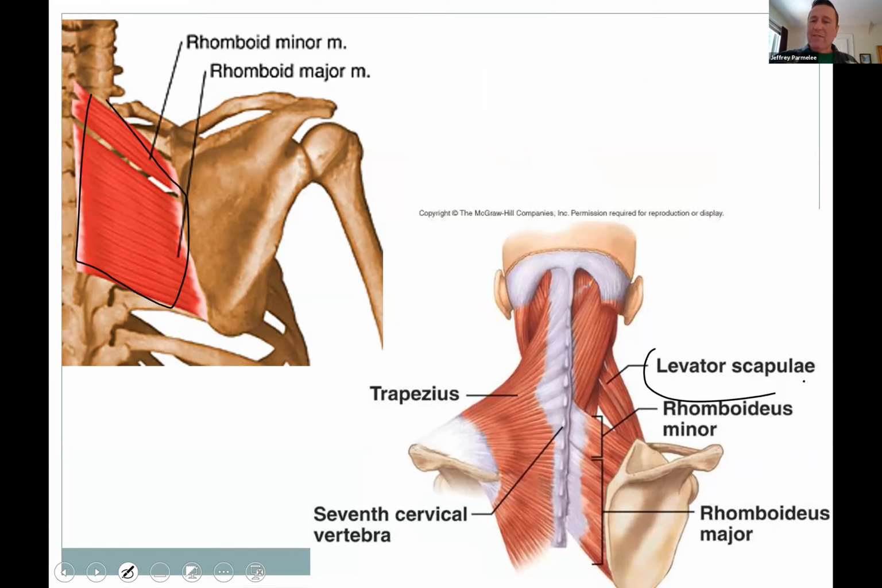And there's a muscle called levator scapulae. It simply goes from the corner of the scapula up to your neck. It's going to just elevate your scapula too. These are relatively minor compared to your traps.